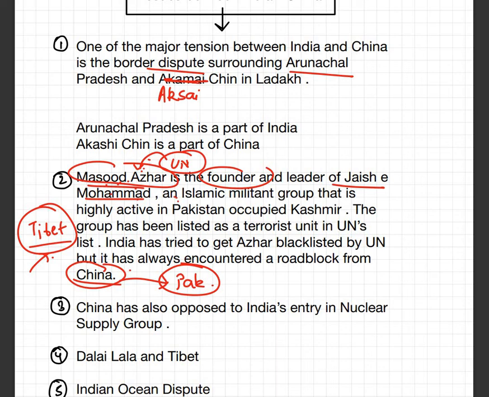And then Indian Ocean dispute, ये तो सिर्फ इंडिया और चाइना के बीच में, ये सारी इंडियन ओशन रीजन की कंट्रीज के बीच में और चाइना के बीच में डिस्प्यूट चल रहा है. Okay, so these are the major tensions.